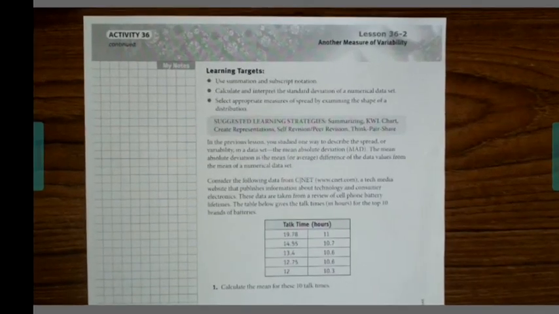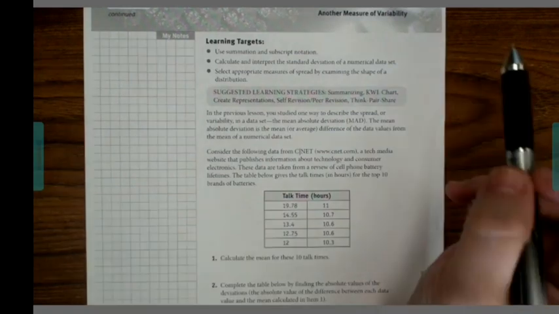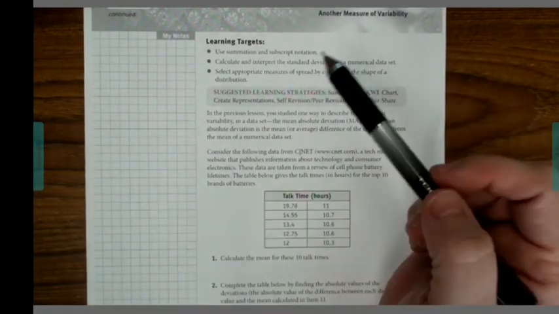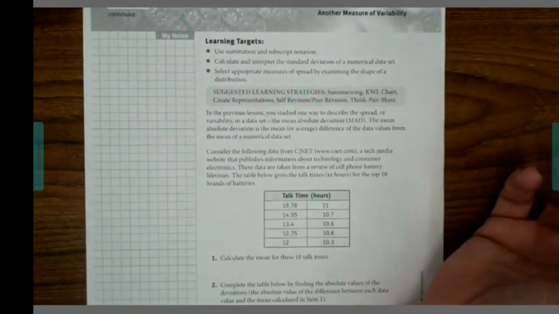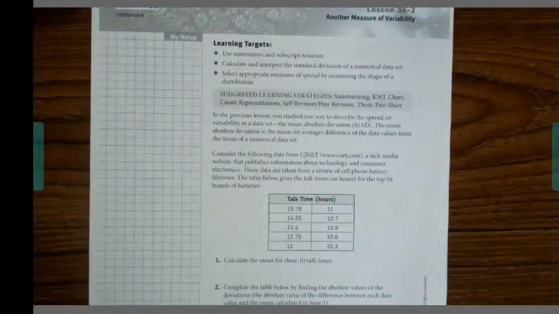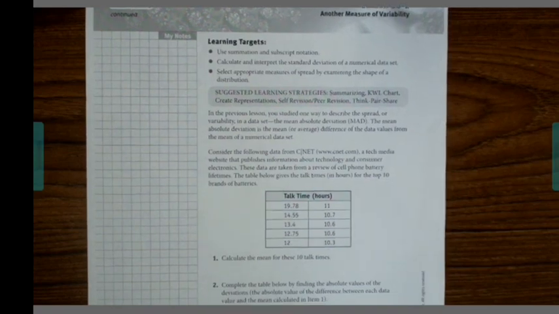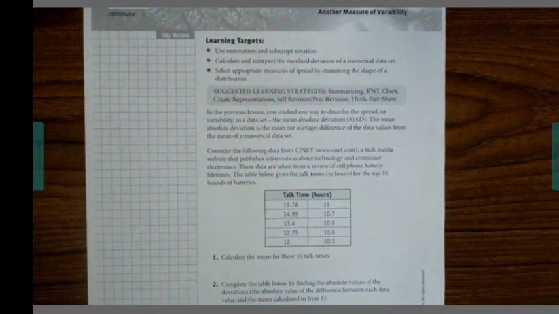Today we're going to be covering lesson 36-2, which covers another measure of variability. We talked about this yesterday, or we started to talk about it yesterday. Today we're going to talk about using summations and subscript notation, calculating and interpreting the standard deviation of a numerical data set, and we're going to select appropriate measures of spread by examining the shape of a distribution.